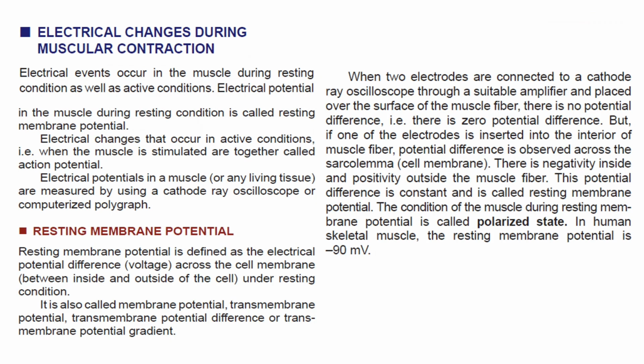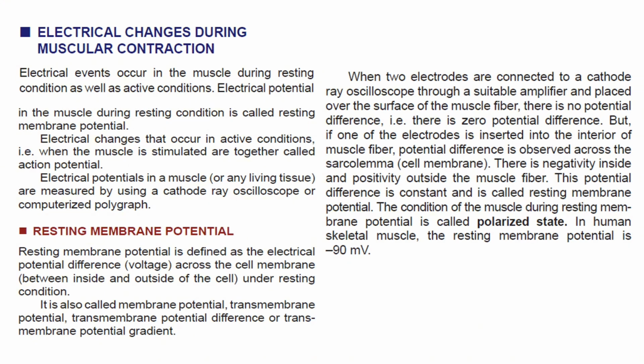This is due to the distribution of ions like sodium, potassium, and chloride across the cell membrane. If we connect two electrodes to a cathode ray oscilloscope, one placed on the muscle fiber surface and the other inserted into its interior, then we can observe this potential difference. So this state where the muscle fiber is at rest is known as the polarized state, and for human skeletal muscle, the resting membrane potential is typically around minus 90 millivolts.